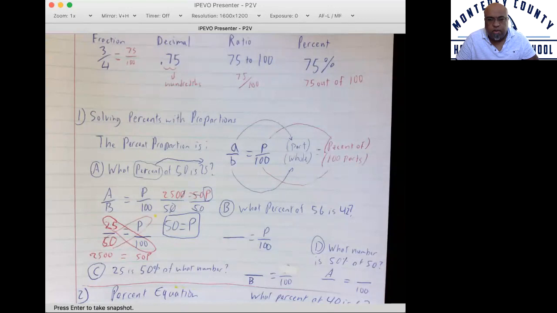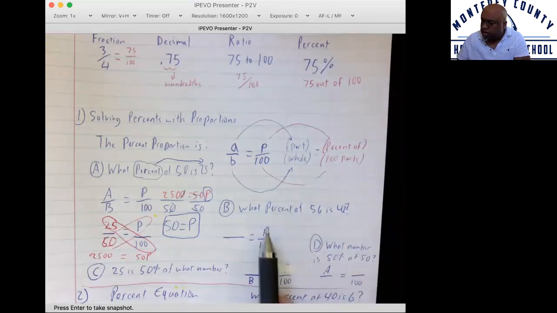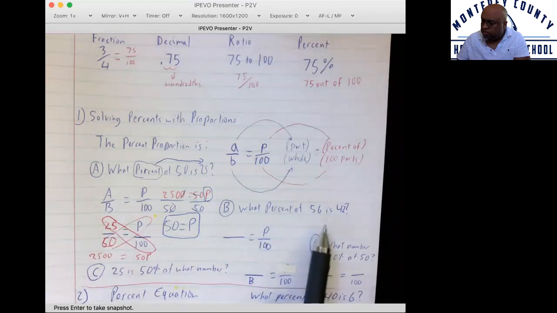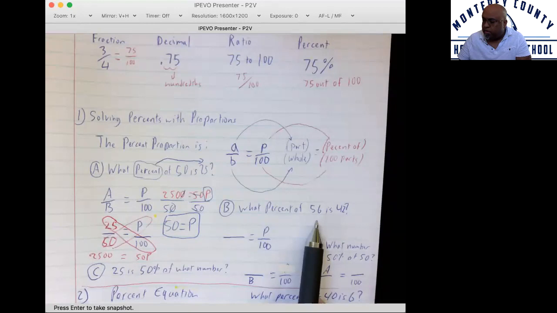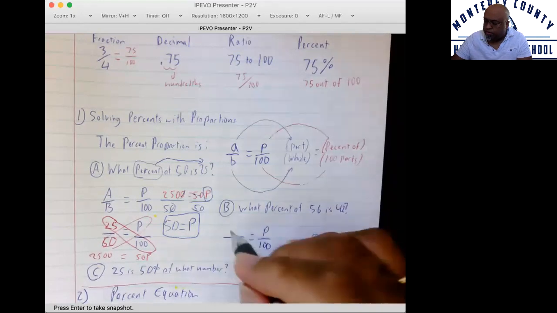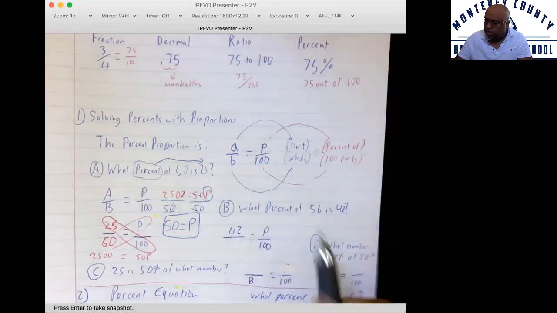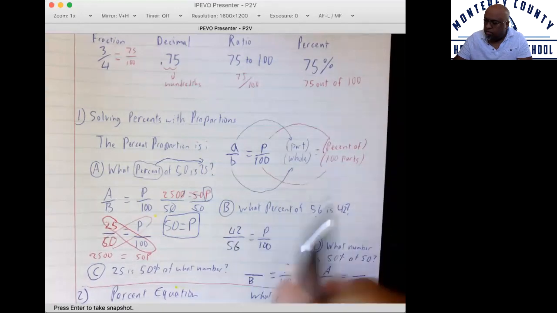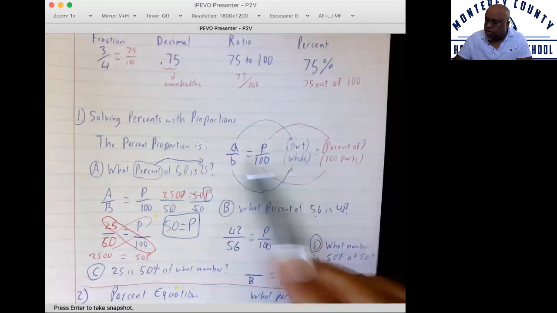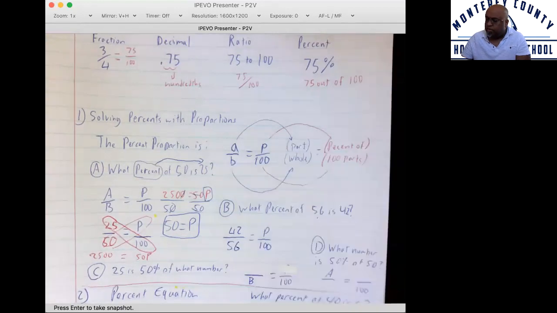Okay. Now let's do this with some numbers that are not so easy to work out. What percent of 56 is 42? Now the percent of a number means the part of a number. Okay, so the number that is representing the part is 42. The number that's representing the whole is 56. Remember, use this chart, it kind of helps you. A is part, B is whole.